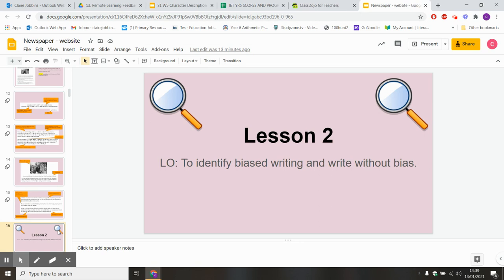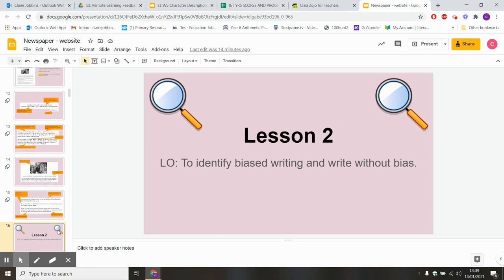You know that you're doing newspaper articles. And yesterday you should have identified some of the key features in a very small text. As you know, we went over also some of the features and grammar features we'd like you to include. Today we're going to be identifying biased writing and writing without bias.